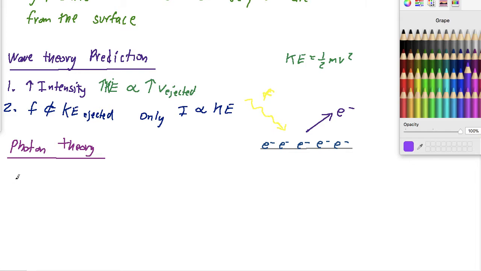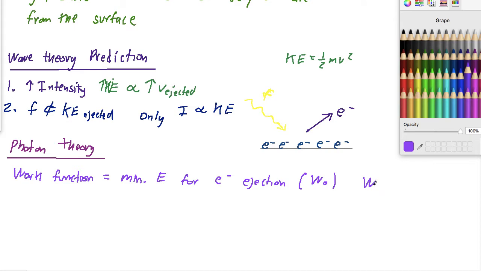What the photon theory says is that the surface has a certain work function. And all the work function really means is that there's a minimum amount of energy required for the surface to let the electron go, which is denoted by W, capital W initial, which just means the minimum amount. So many times you also see just capital W, and this also means the work function.